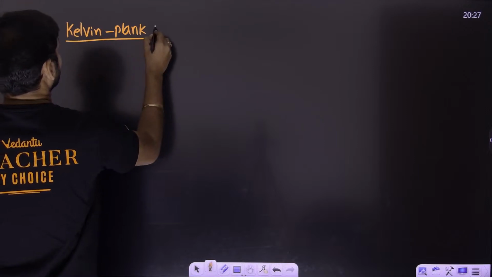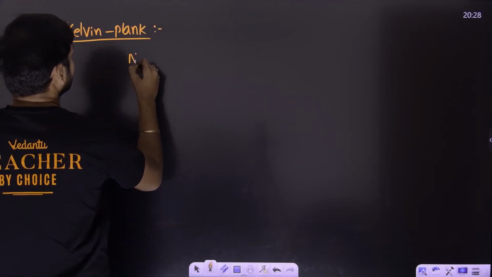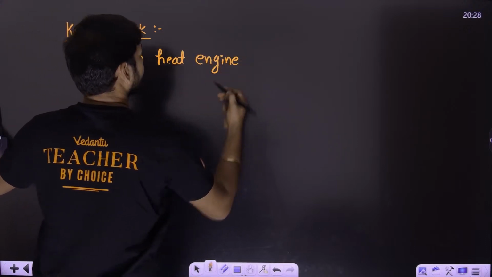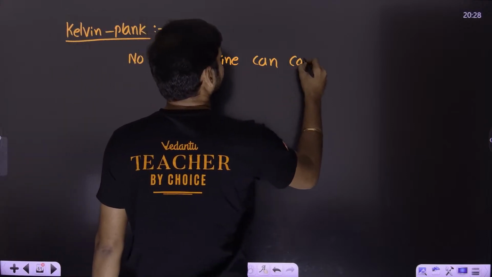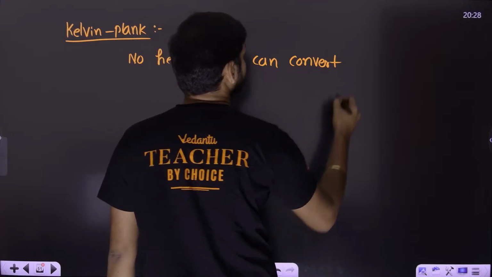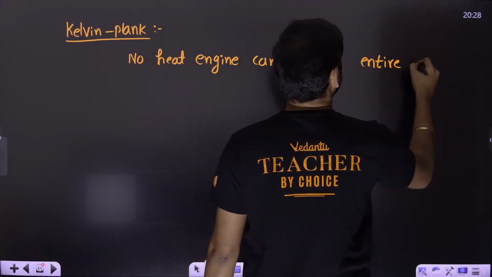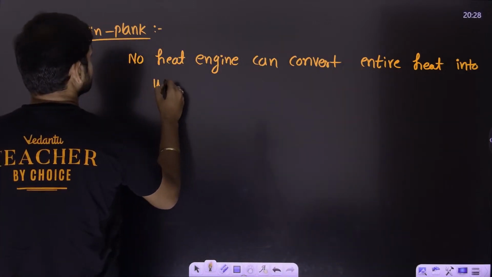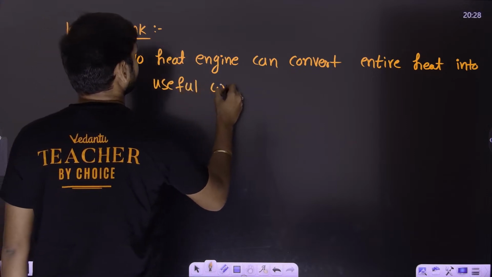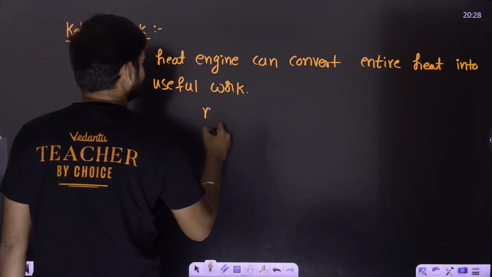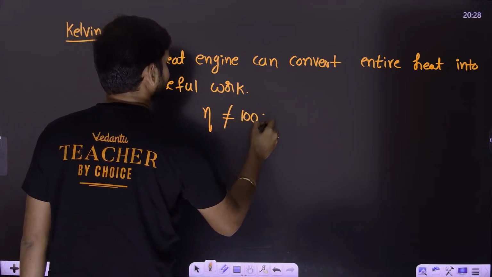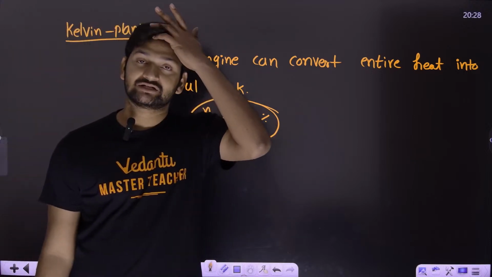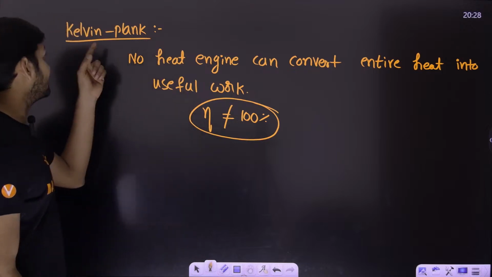So what this fellow has said: no heat engine can convert entire heat into useful work. That means efficiency of 100% is not possible. There is no such heat engine which can have an efficiency of 100%. This is the statement given by Kelvin-Planck.